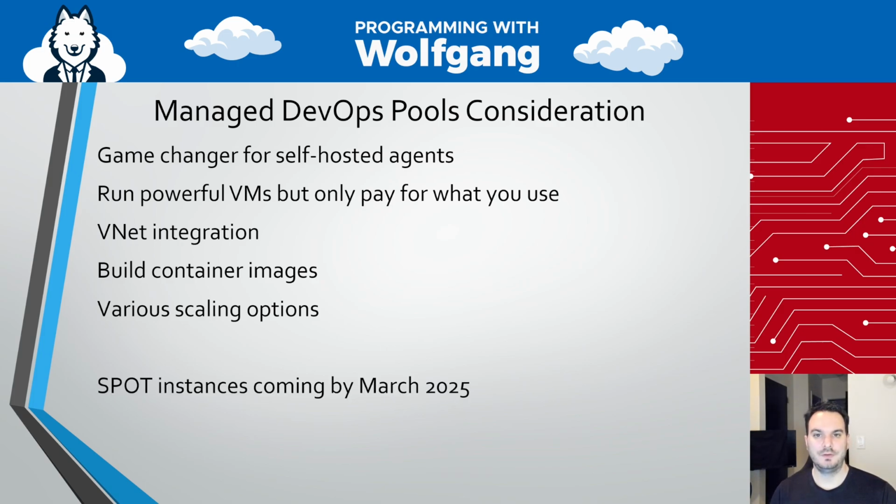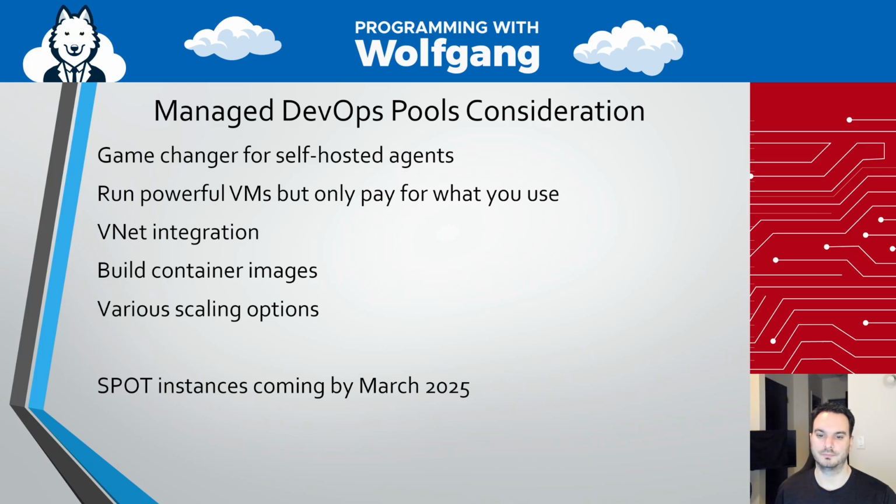And since it's a brand new feature or service, there are more features coming in the near future. One of the great features are spot VMs or spot instances, and they're coming in March 2025. Spot instances are virtual machines that are discounted to up to 80%. So in case Microsoft has some resources over in some data centers, they give you a steep discount, but the downside is that you might get evicted if they need the resources.